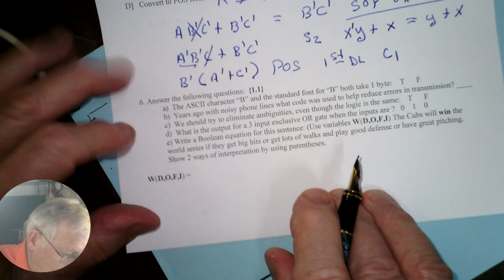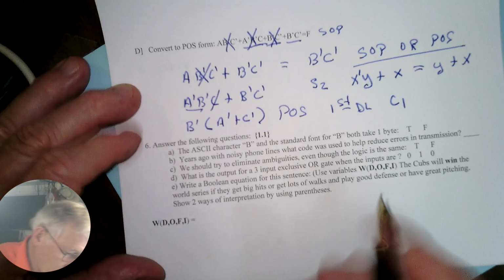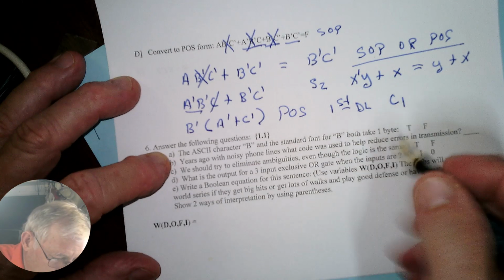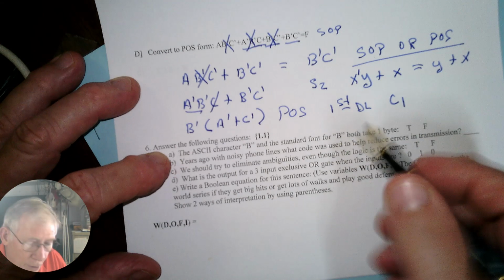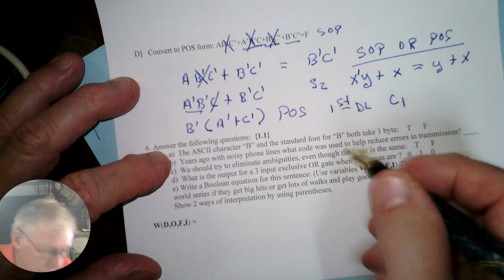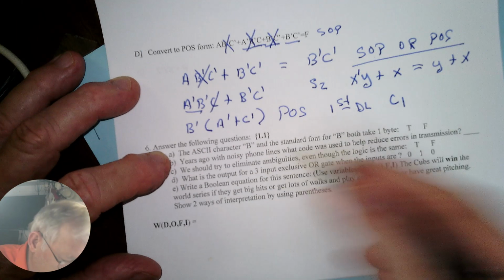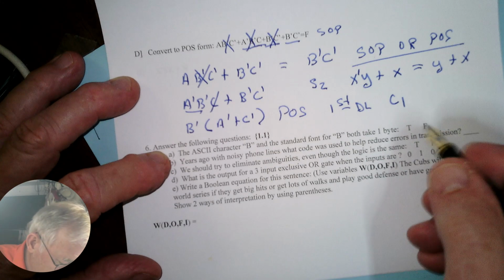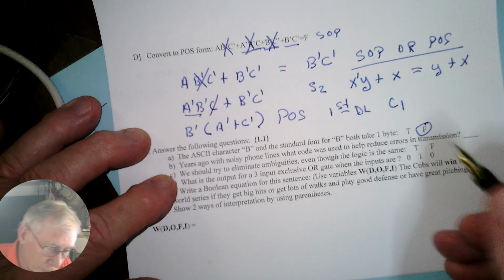Okay, answer the following questions. The ASCII character, yeah, we're good. You can see the whole thing. The ASCII character B and the standard font for B both take 1 byte. Because you looked up about glyphs, you know that these fonts actually have a bunch of glyphs. They take lots and lots of bytes, not a single byte. So it is false. The ASCII value is 7 bits, but the font is many bytes.